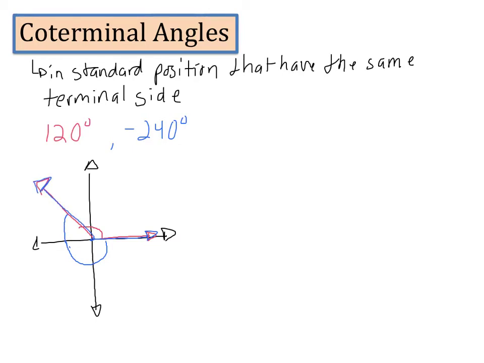So coterminal angles are angles in standard position that have the same terminal side. Now there are infinitely many coterminal angles. You can keep adding and subtracting and end up with angles that land on that same side. So one way to find the measure of an angle that is coterminal with another angle is to add or subtract 360 degrees.